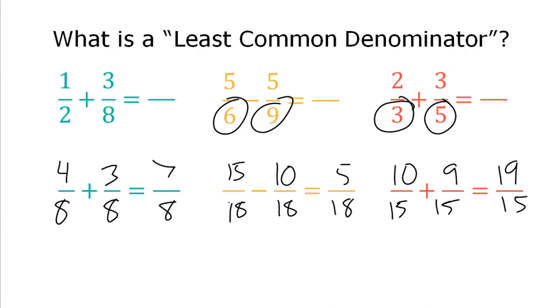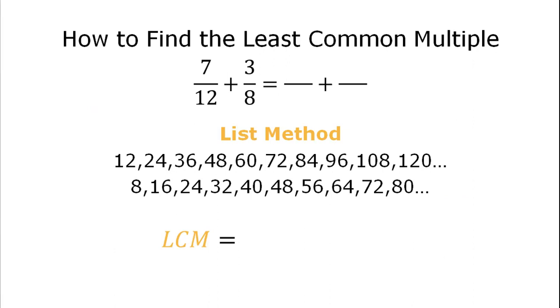So how do we find this least common denominator? How did I know that the least common denominator was 8 or that it was 18? The way that you find that is by finding the least common multiple. There are 2 different ways that you can find the least common multiple, and I'm going to show you both of them, and then you can choose which method you like the most.